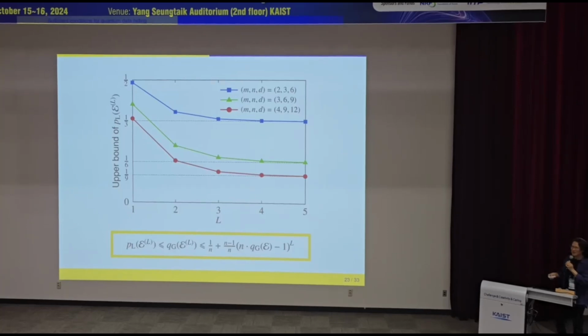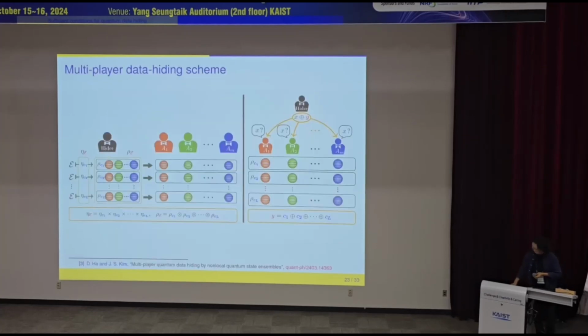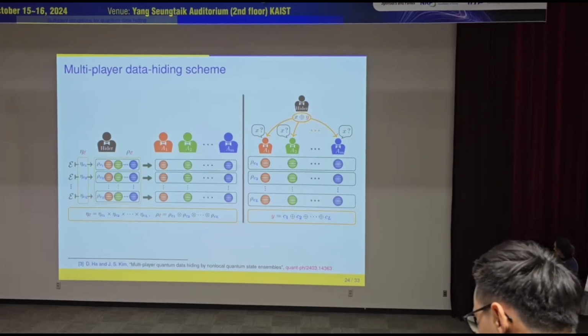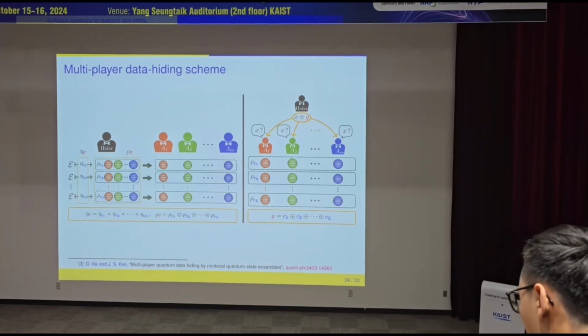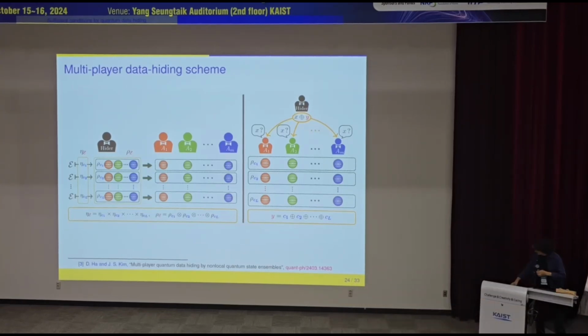So this scheme is good enough. We don't really need to do many iterations. We can also generalize this to the situation of a multiplayer data hiding scheme by using multi-party quantum state discrimination, but I don't think I have enough time. So if you have any interest, then please have a look at this manuscript on the archive.